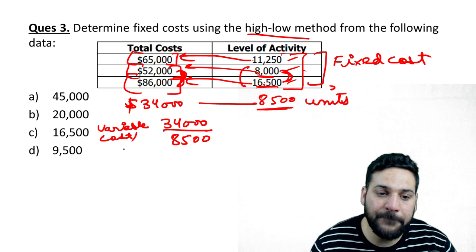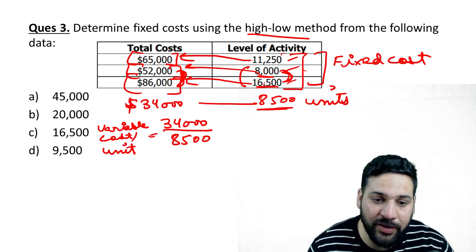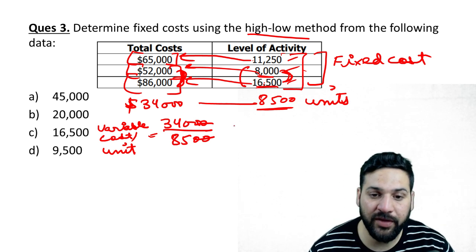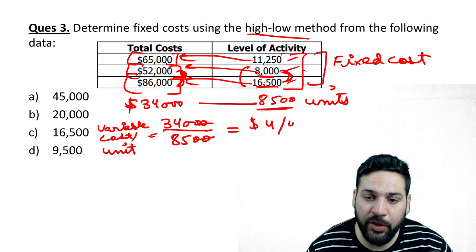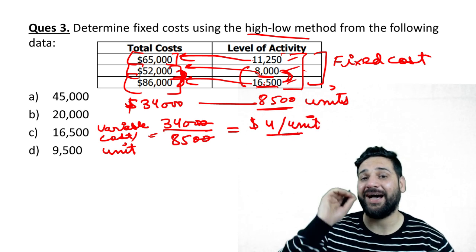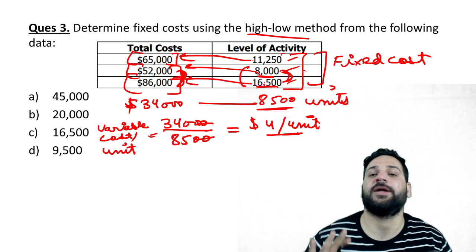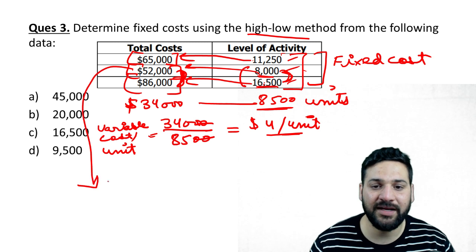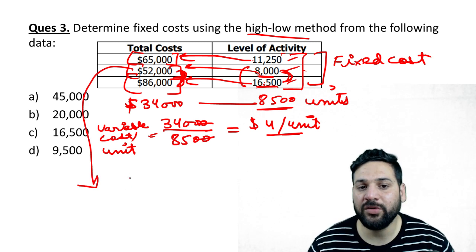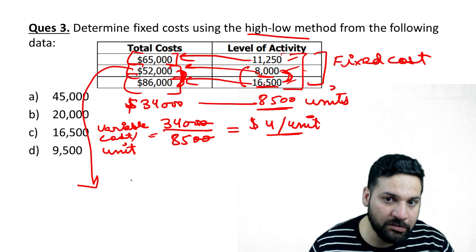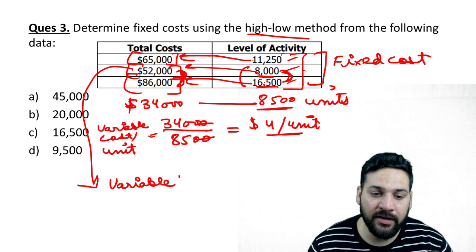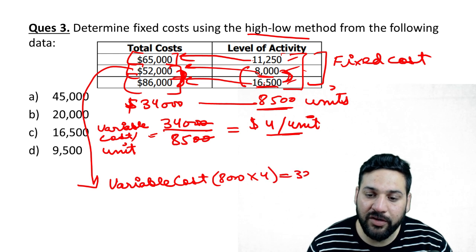Variable cost per unit. I think it is 4. So $4 per unit is our variable cost per unit. So we got the variable cost per unit. Now this thing is very simple. So total cost is $52,000 for producing 8,000 units. So variable cost for producing 8,000 units is $32,000.